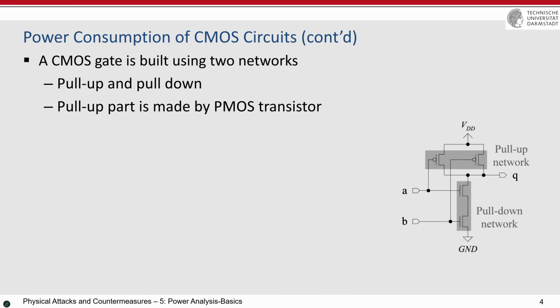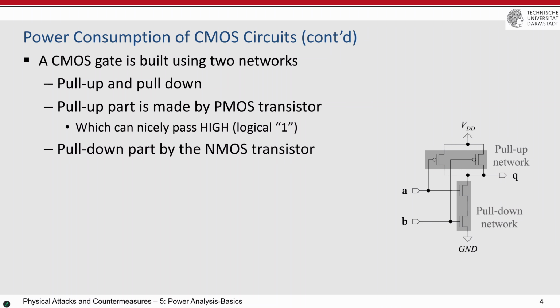What is important, the pull-up network is made by PMOS transistors. You see this symbol? This is a PMOS transistor, and this is an NMOS transistor. The pull-down network is built by the NMOS transistors, but there is a reason for that. Q, which is the output of the gate, will be either connected to VDD or connected to the ground.